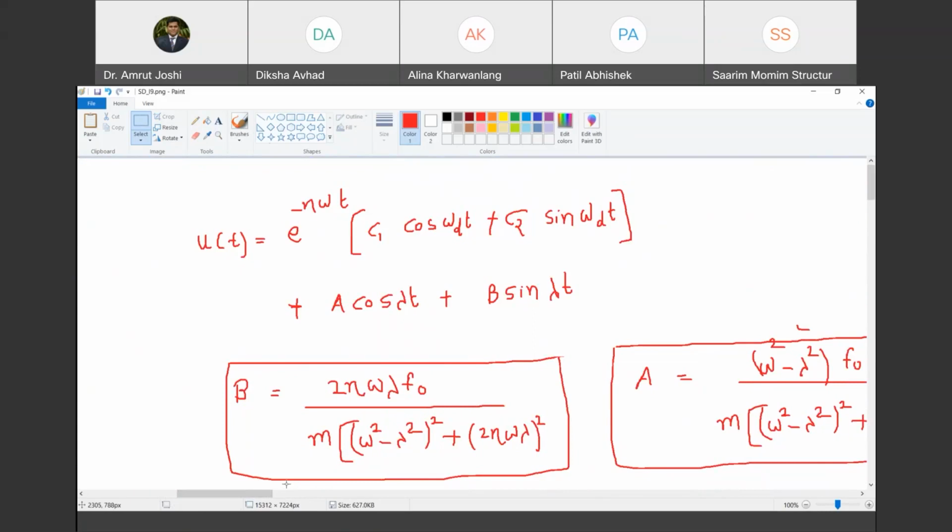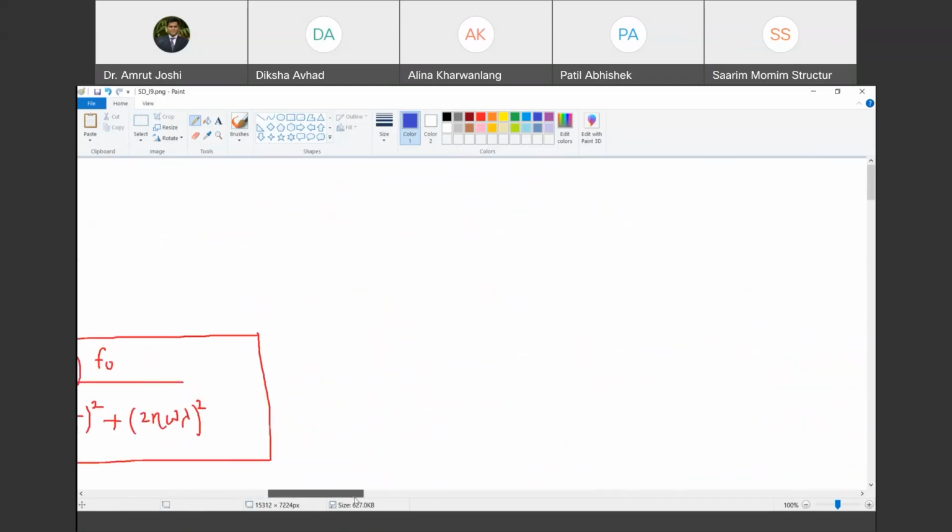This solution has a first term which tends to 0 when time t tends to infinity. Do you agree with me? The first term, which I will mark now in a blue line, this term is going to vanish as time t becomes very large. Do you agree with me? What can you say about the second term? The second term is a cos lambda t plus b sin lambda t. Are you with me? Now we are going to have a digression.